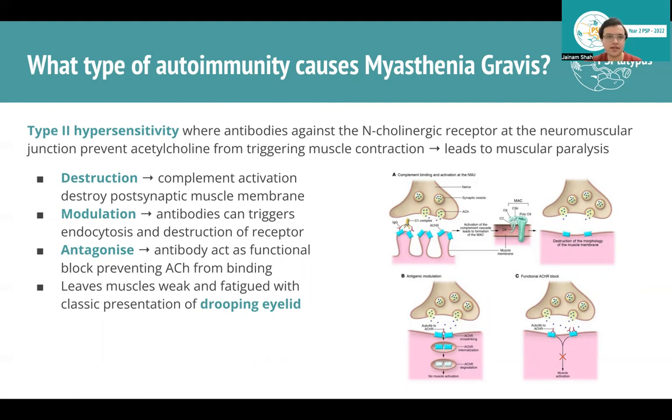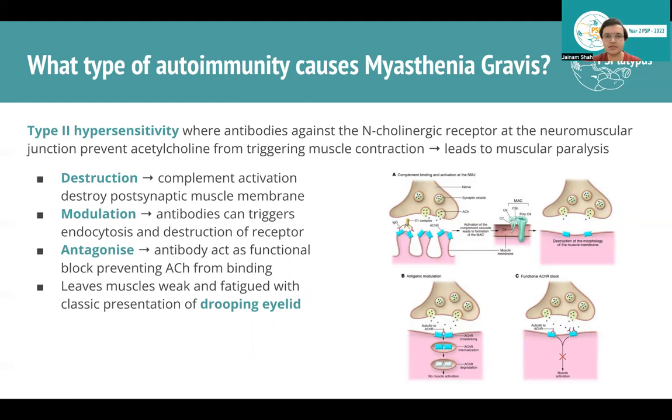There are three main ways that your antibodies do this. One is that they destroy the postsynaptic muscle membrane, so then you have nothing to bind to. They can modulate what happens at the postsynaptic membrane, so antibodies trigger endocytosis and therefore destruction of receptors, because your body realizes that antibodies have attached to those receptors, they're not going to be of much use, so let's destroy them. They can also antagonize, essentially binding to them and preventing acetylcholine from attaching, as we mentioned before.